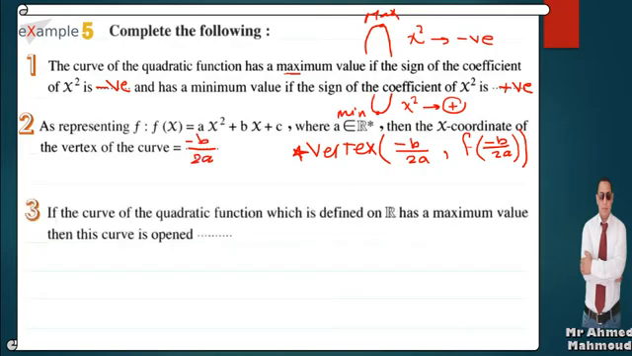The next example, the curve of the quadratic function which is defined on R has a maximum value. Then this curve opens. If the function has a maximum, it opens downward.